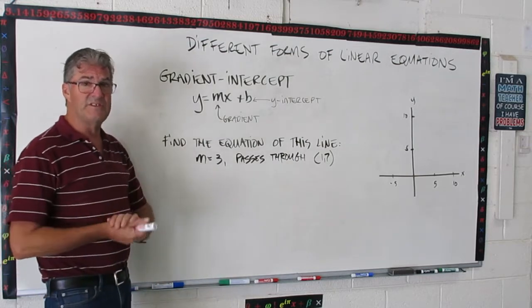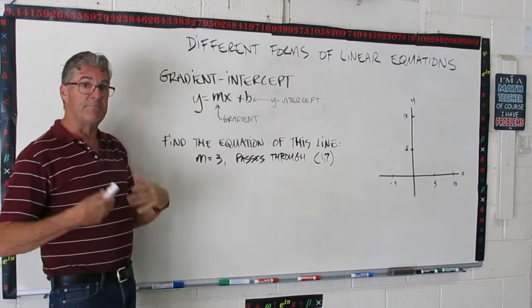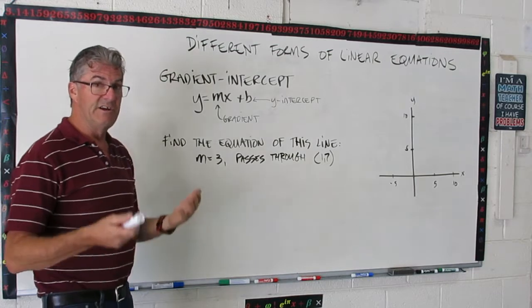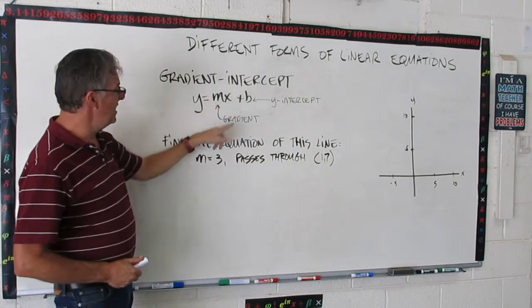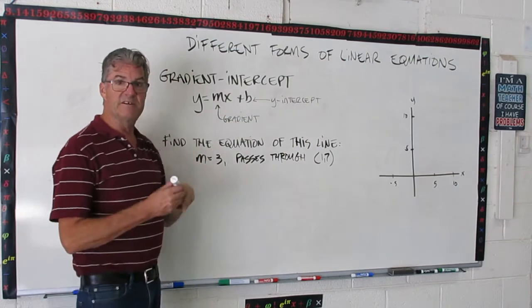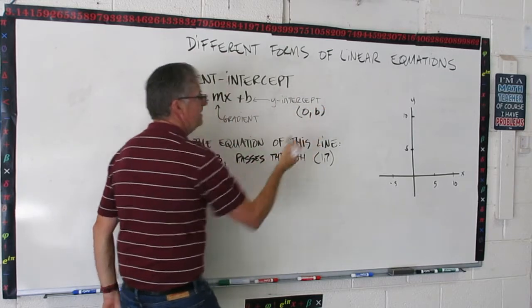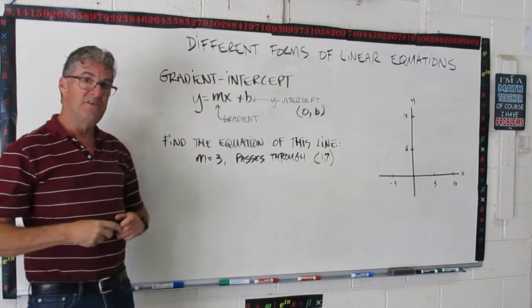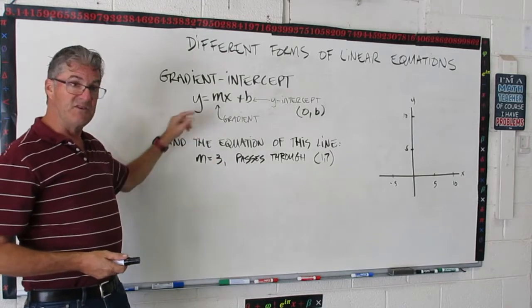I think you pretty much know this, it's probably going to be review. Y equals mx plus b. That's the most familiar linear equation form we've got. The m that's in front of the variable x is the gradient, that's the slope, and the b is the y-intercept, so that point would be 0, b. That would be our y-intercept. So let's take a look at a type of problem we might do using this information.